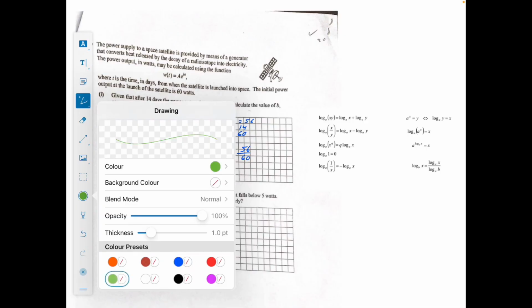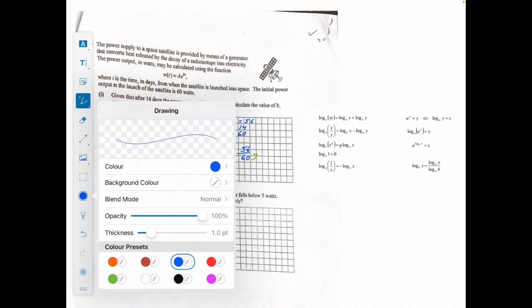Now, this time it's actually written the other way around. I'm just going to flip it so we're looking at it the same way as it's in the formulas. So what we have is e to the power of 14b is equal to 56 over 60. So this is my a, this is my x, and this is my y.